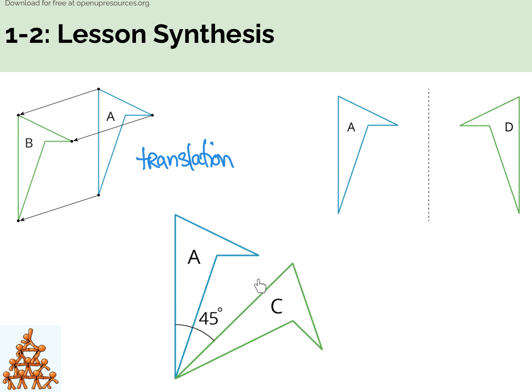What is this one down on the bottom? This is a rotation. A rotation will always have a degree of rotation and also a center point. We'll talk more about this a little bit later. And then up here, notice how we have a line of reflection, and then this is a reflection.